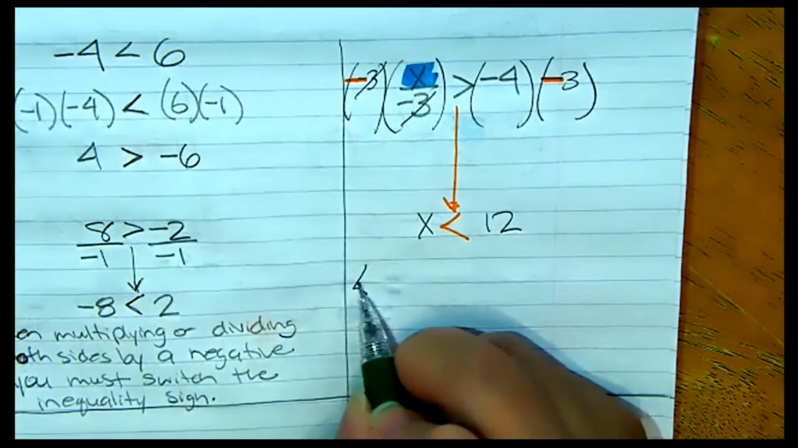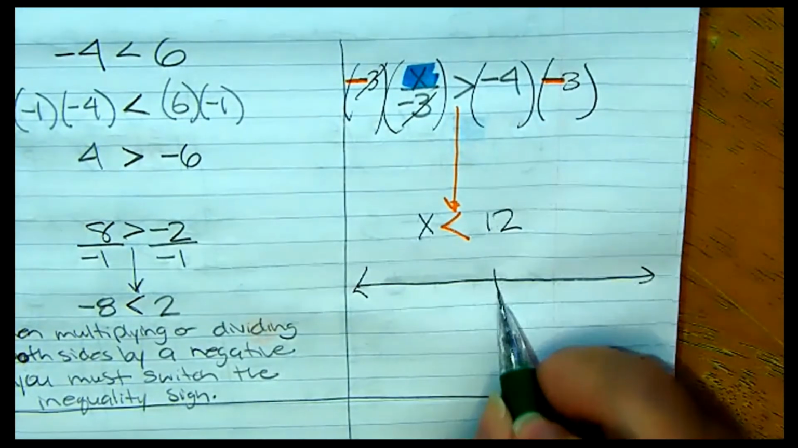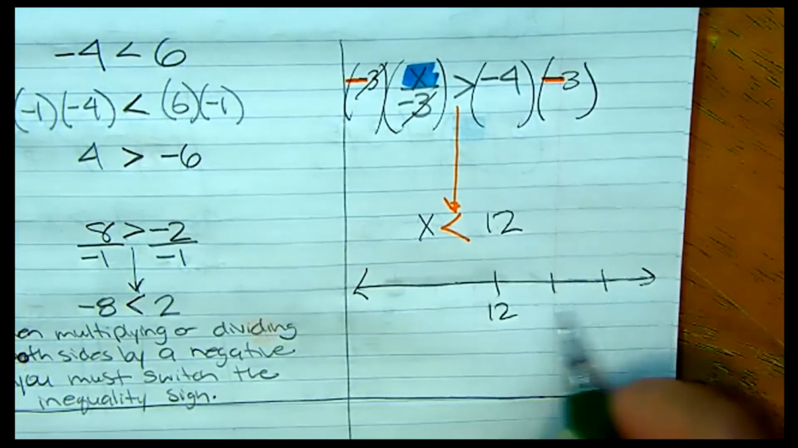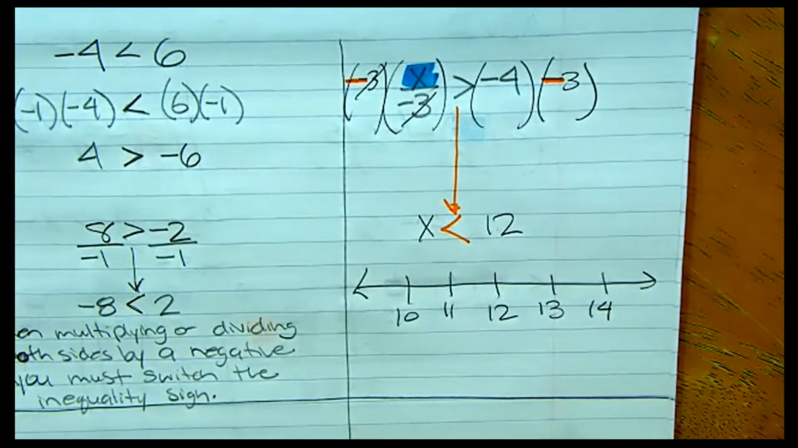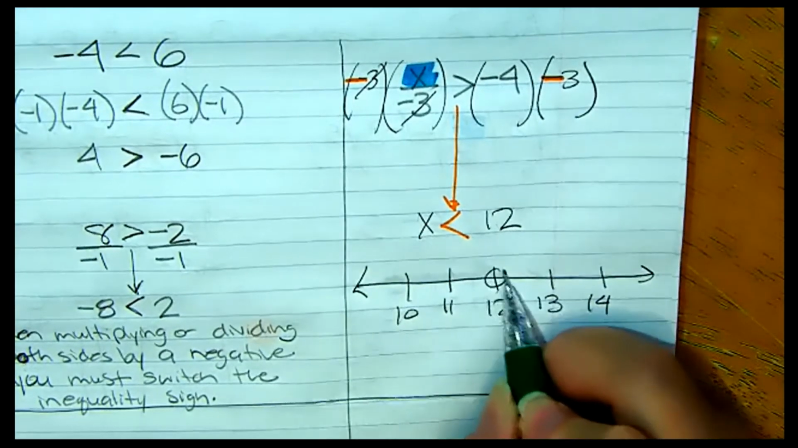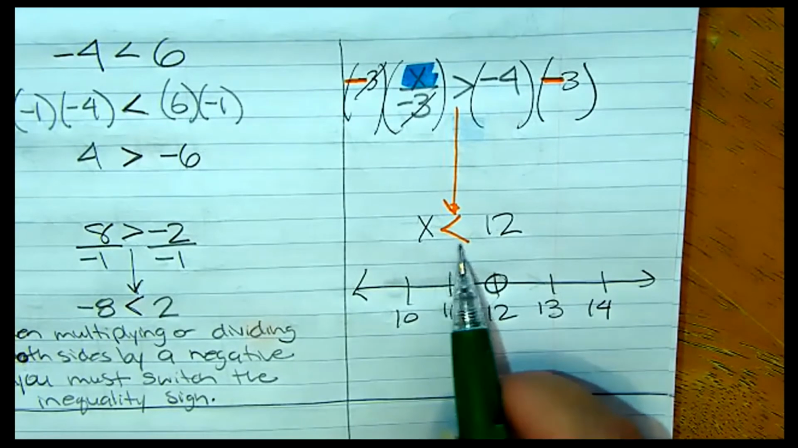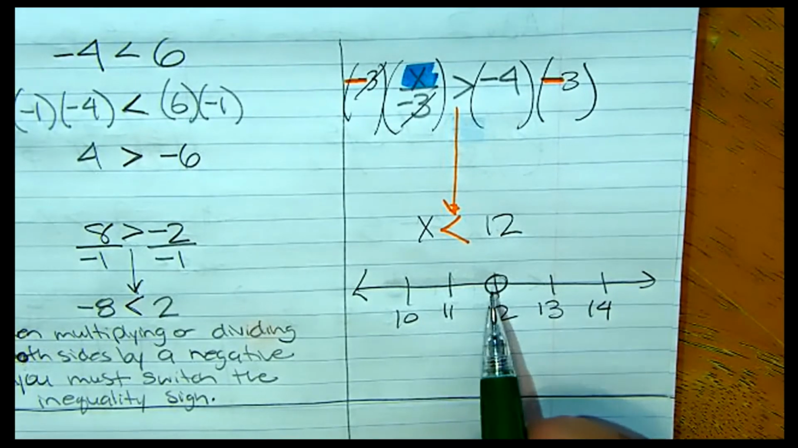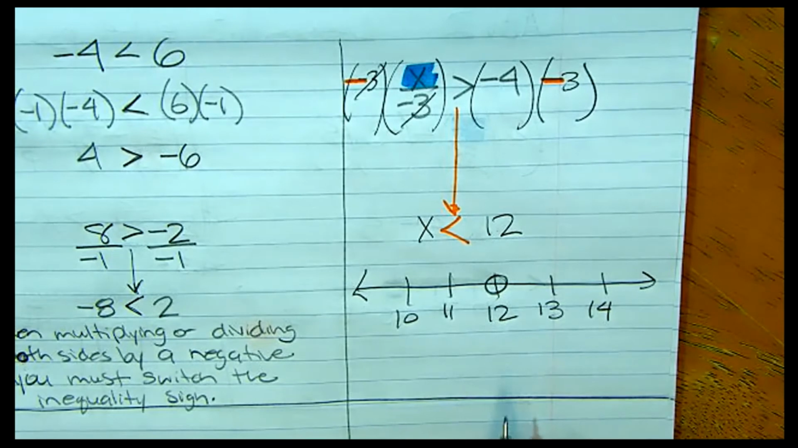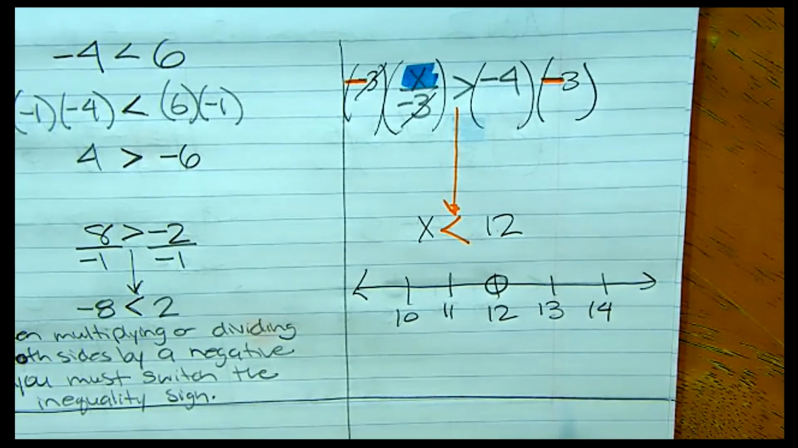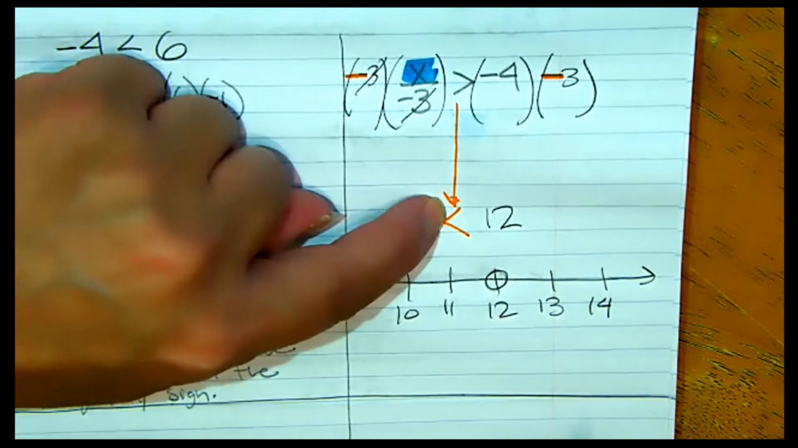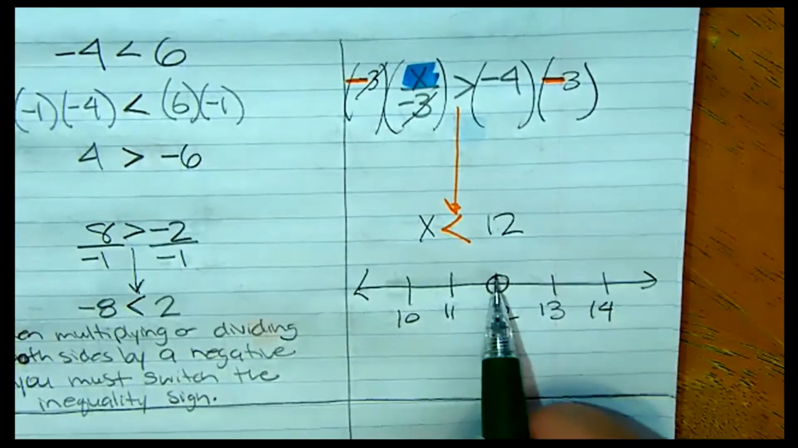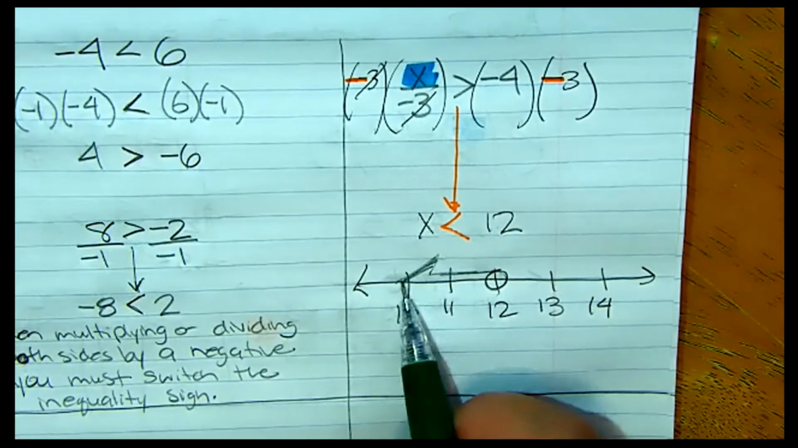And then we graph it. I put my target in the middle, 2 ticks to the right, 2 ticks to the left, and I know my solution set starts at 12. However, it is not equal to 12, so 12 is not included in the solution set. It's an open circle. And I'm now going to read my inequality starting with my variable. X is less than 12. Less than means to the left.